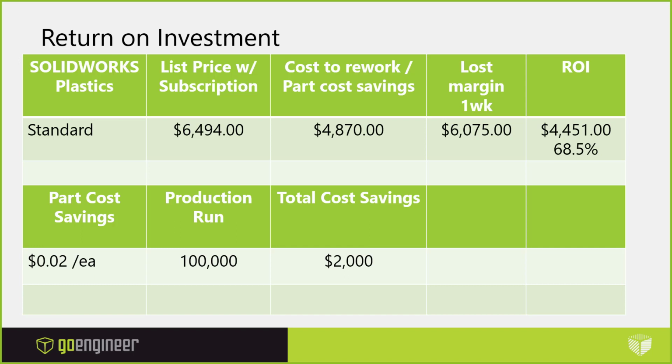So almost a 68% return on investment just on one project. So imagine doing that with several projects. On top of that, we can look at our part cost savings. Remember, we calculated 2 cents a part each just on cycle improvements by analyzing the water cooling lines, and optimizing our cycle time some before we even get to the machine. So you're looking at $2,000 over a 100,000 part run.